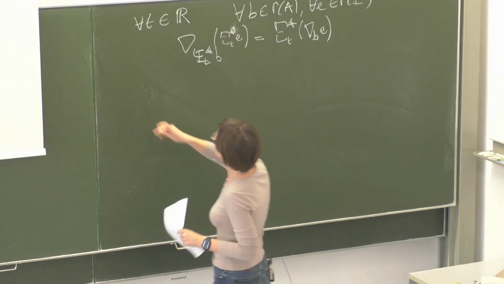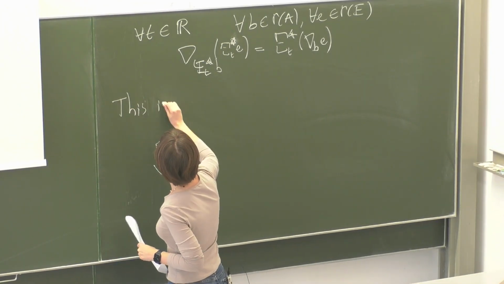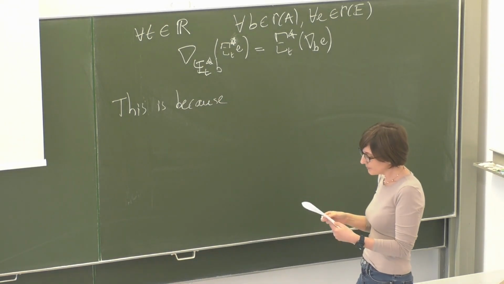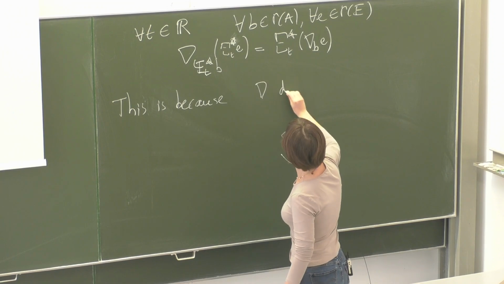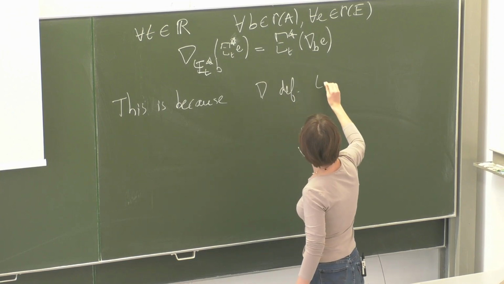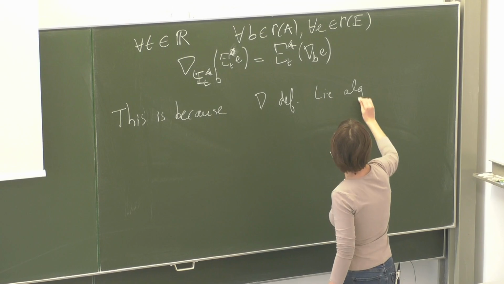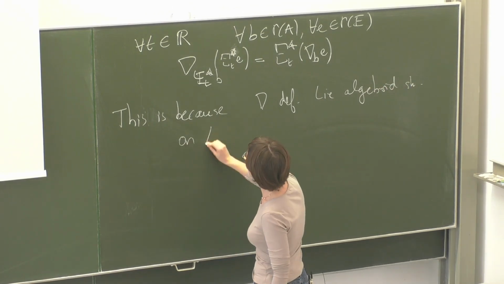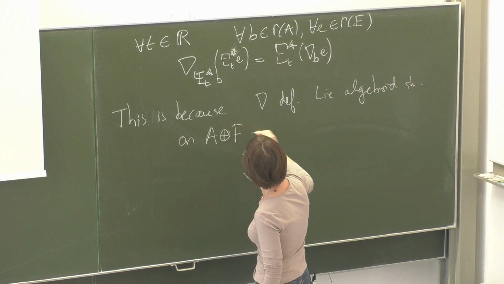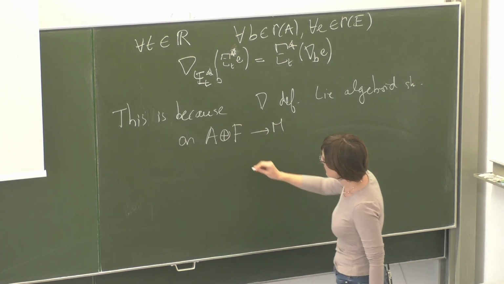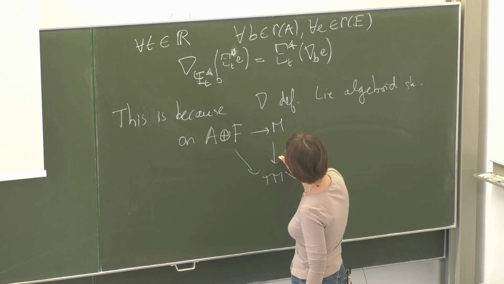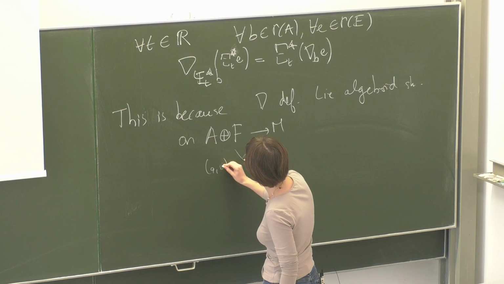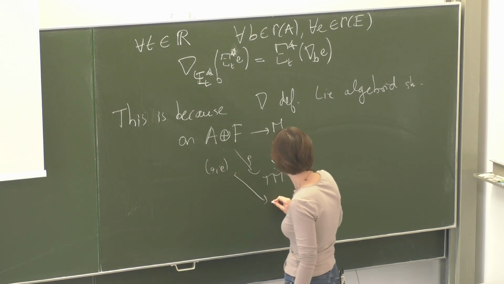This is because nabla defines a Lie algebroid structure on A plus F over M, with anchor just sending (a, e) to rho A of a.